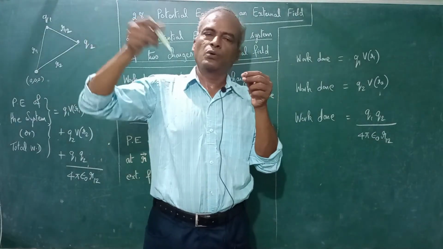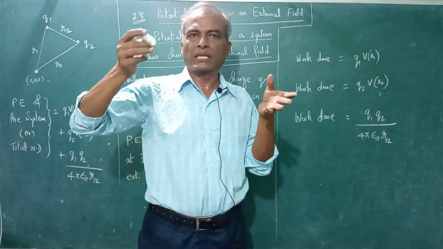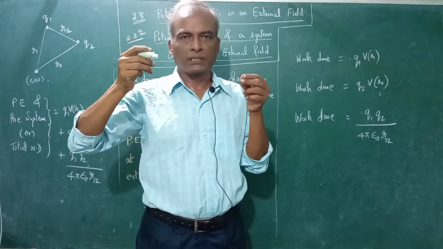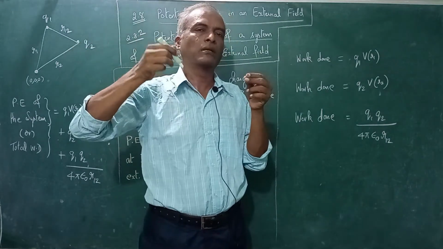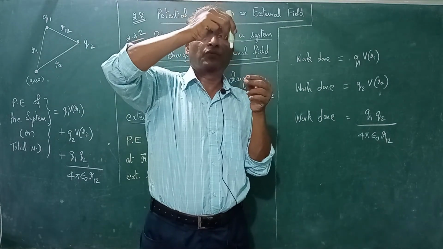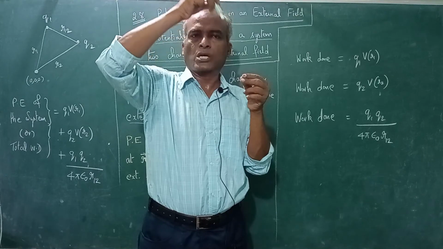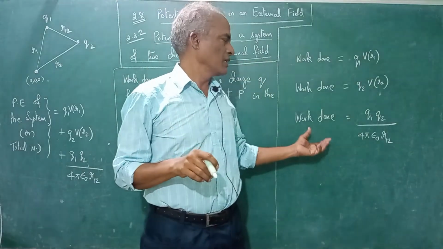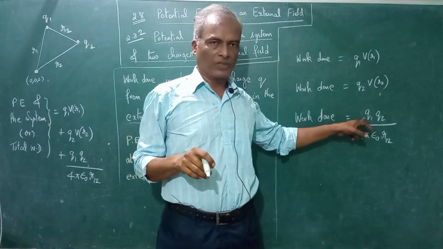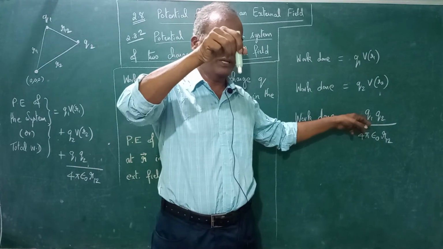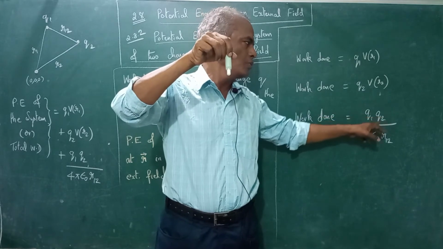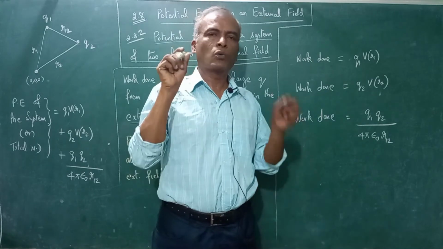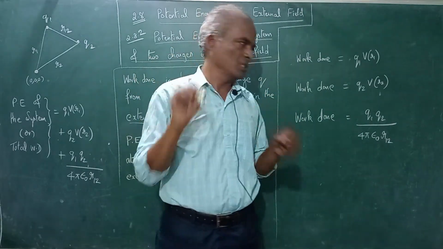So it may be repulsive or attractive. Suppose both are positive, then it is repulsive. So work is being done because of the repulsive force given by charge Q1. That also should be taken into account. So the work done is Q1, the charge at P1, multiplied by Q2 divided by 4 pi epsilon naught into R12, where R12 is the distance between the two charges.